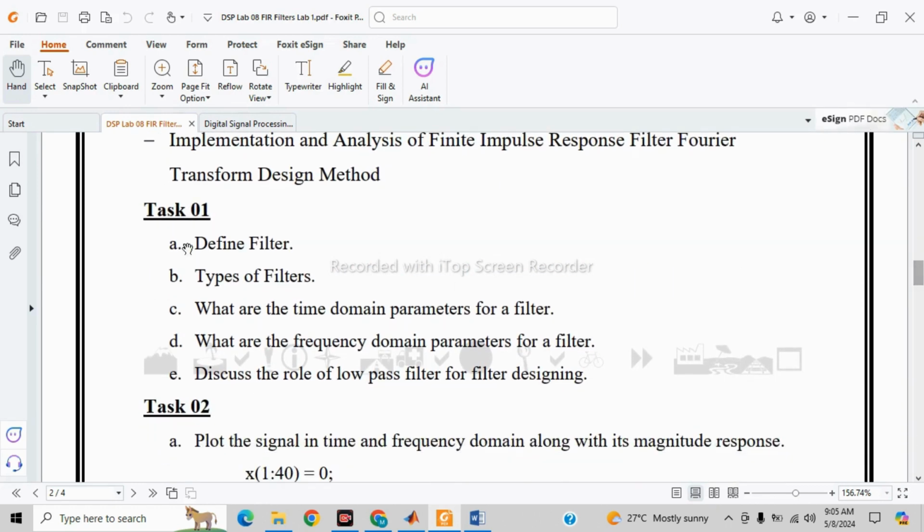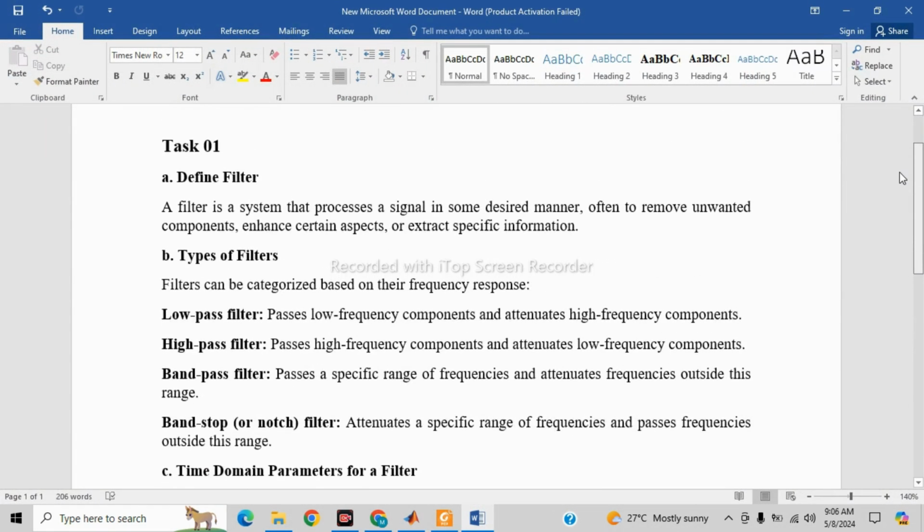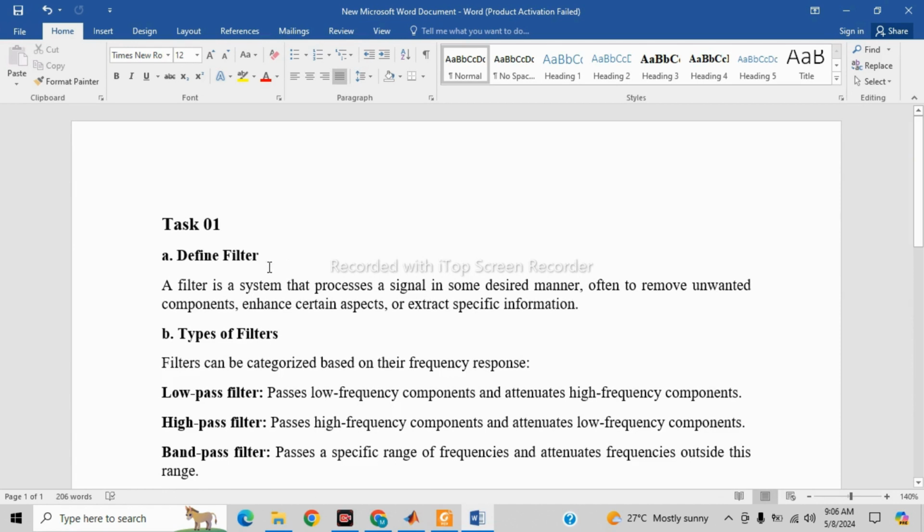Task one of this lab is to define a filter, the types of filters, the time domain parameters for a filter, and the frequency domain parameters for a filter. And the last is to discuss the role of a low pass filter in filter designing. So here we have to define a filter. A filter is a system that processes a signal in some desired manner, often to remove unwanted components, enhance certain aspects, or extract specific information.